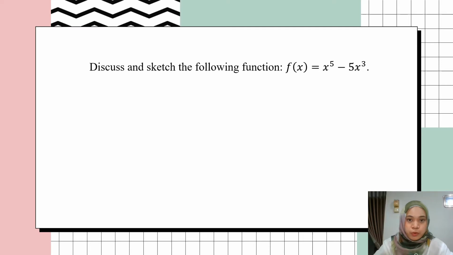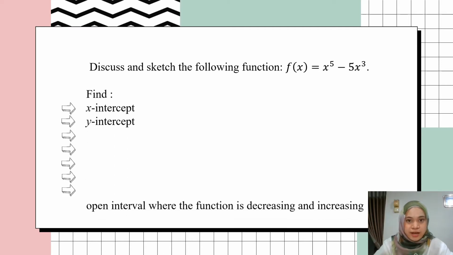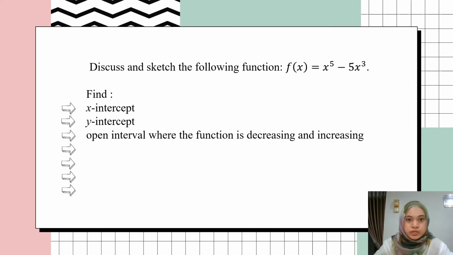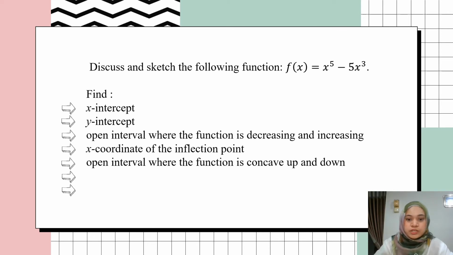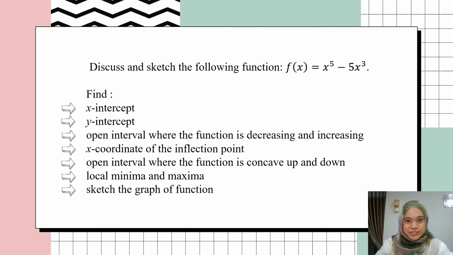Before we sketch the function, we need to find the x-intercepts, the y-intercept, the open intervals where the function is decreasing and increasing, the x-coordinates of the inflection points, the open intervals where the function is concave up and down, and the local minima and maxima. Then we can sketch the graph of the function.